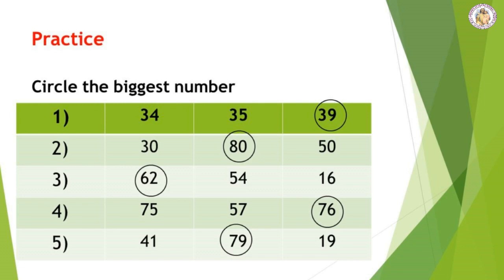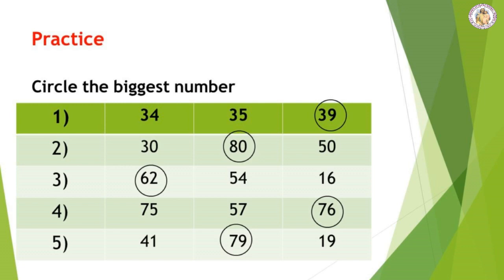Here the numbers in the tens place are different. So on seeing the tens place itself, you can come to know which one is the biggest number. So among these, which one is biggest? Yes, 80 is the biggest number. Third sum, they have given 62, 54 and 16. You have to compare the tens place. In 62, how many tens are there? 6 tens. In 54, 5 tens. And 16, 1 ten. So, 6 tens is the biggest. So, the number 62 is the biggest number.